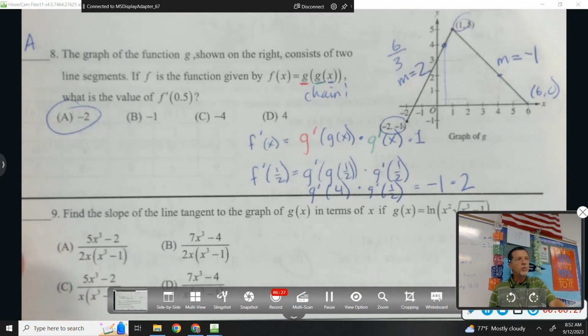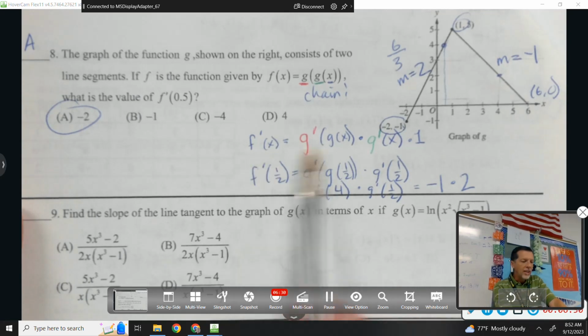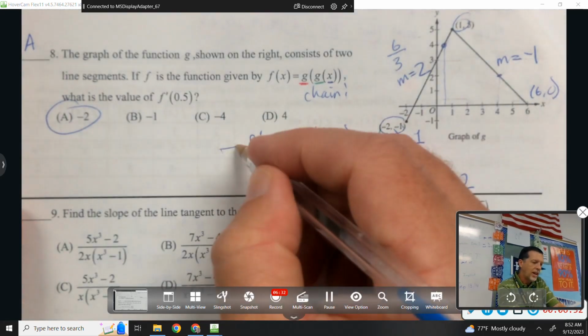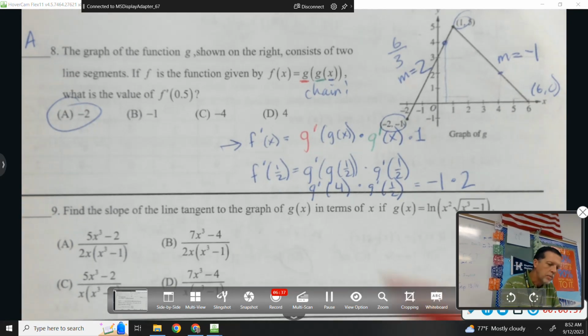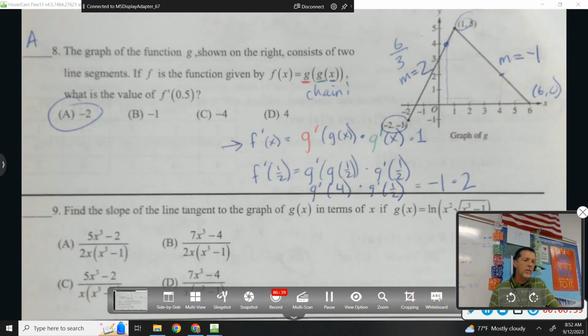Again, even on multiple choice, show your work, have it nice and labeled, because that's the main calculus idea right there. And then picking off the slope, that's a calculus thing too.